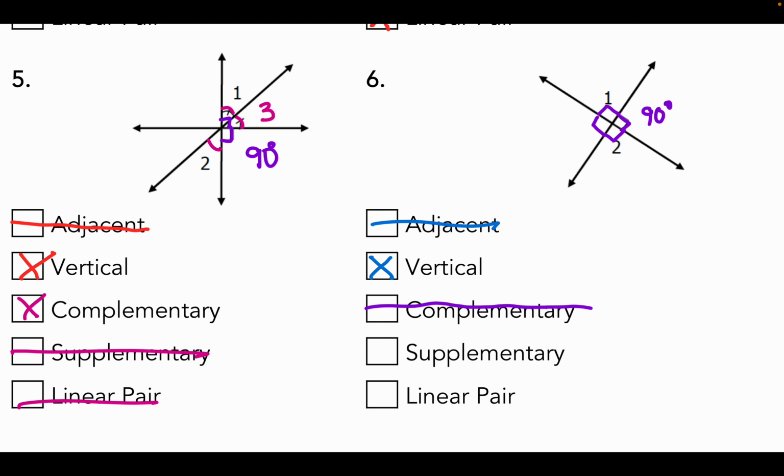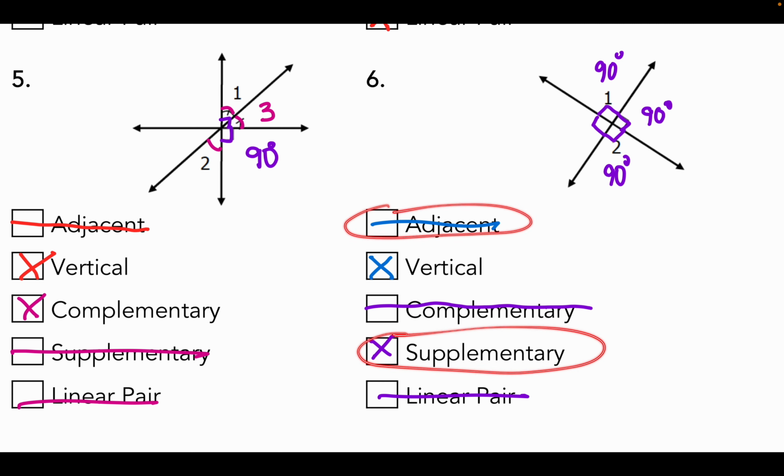So angles 1 and angles 2 are supplementary because they are both 90 degrees. 90 plus 90 is 180. Angles 1 and angles 2 are not a linear pair because you have to be supplementary and adjacent. But because we don't have the adjacency, we cannot have a linear pair.